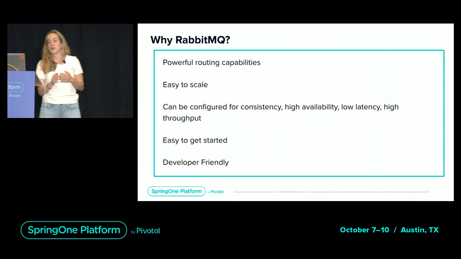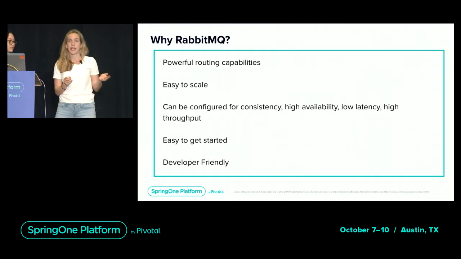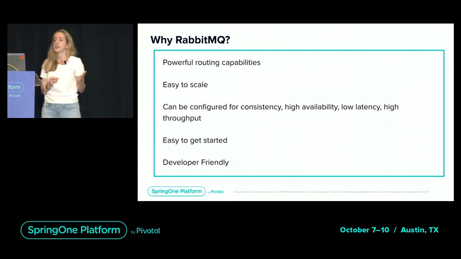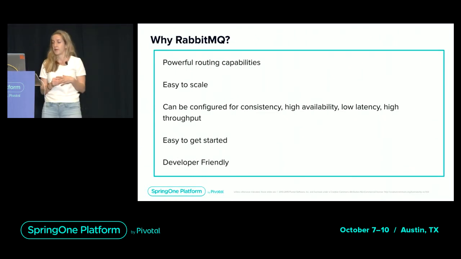Other reasons people use RabbitMQ are its really powerful routing capabilities. It's easy to scale, and can be configured for a broad range of application needs: consistency, high availability, low latency, or high throughput. It's very easy to get started and developer friendly.